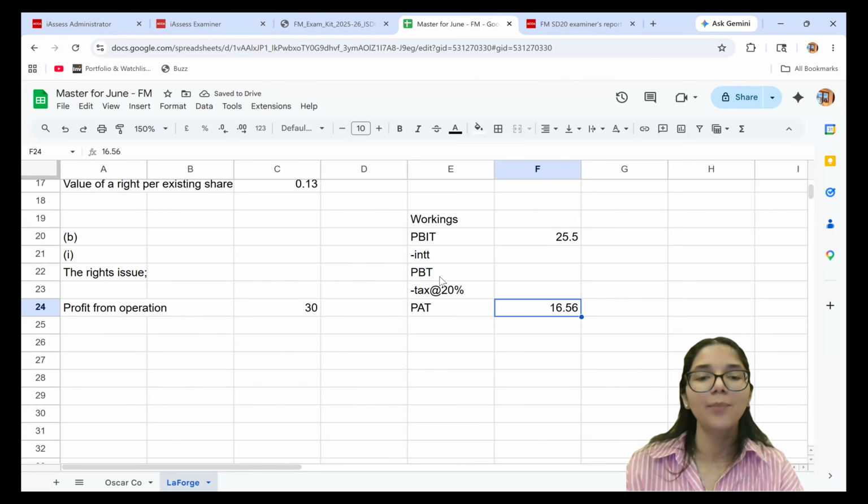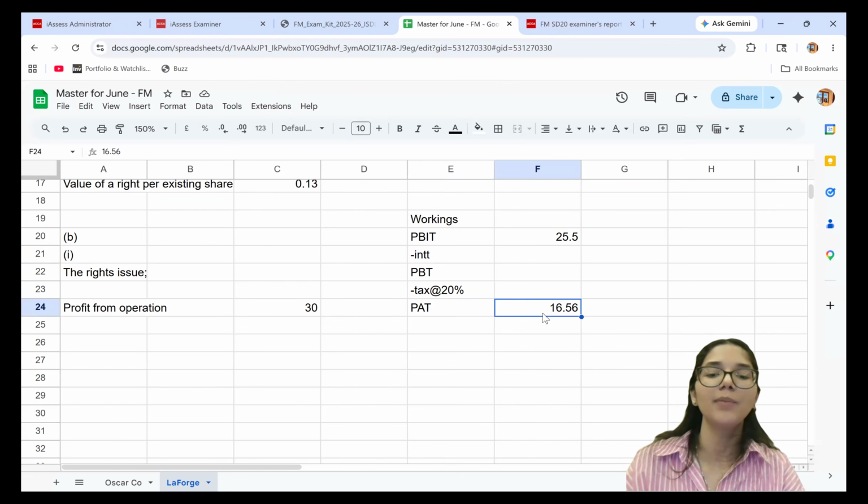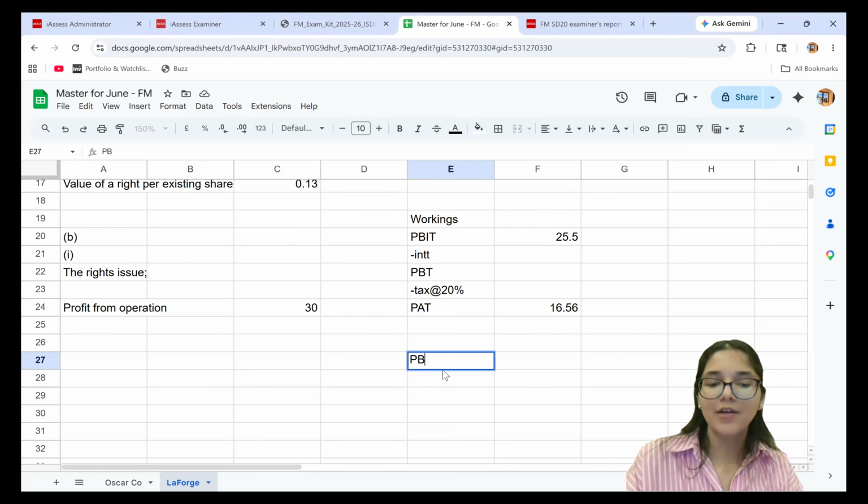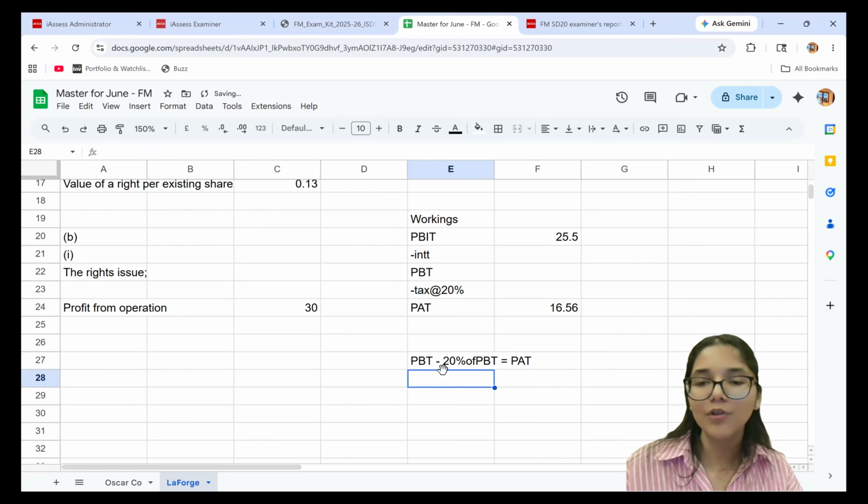Now guys, if you know that PBT minus 20% of PBT is 16.56, how can I calculate my PBT? See, we have this equation that PBT minus taxes. So taxes are basically 20% of PBT. PBT minus 20% of PBT is equal to PAT. Will you guys agree with me on this equation?